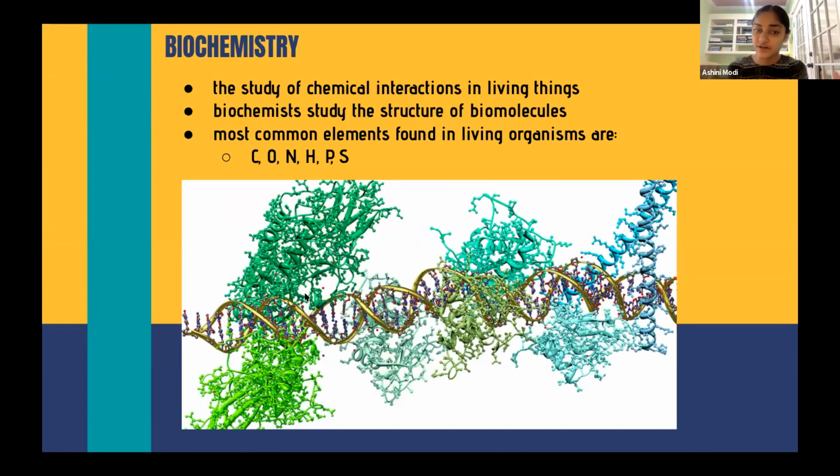Everything that we talked about before was physical chemistry and analytical chemistry. This was the kind of chemistry that you might conduct in a chemistry lab by pouring substances together or seeing if ice is melting. That's physical and analytical chemistry. But you also have something called biochemistry, which is the study of chemical interactions in living things. Biochemists study the structure of biomolecules, and some of the most common elements found in living organisms are carbon, oxygen, nitrogen, hydrogen, phosphorus, and sulfur.